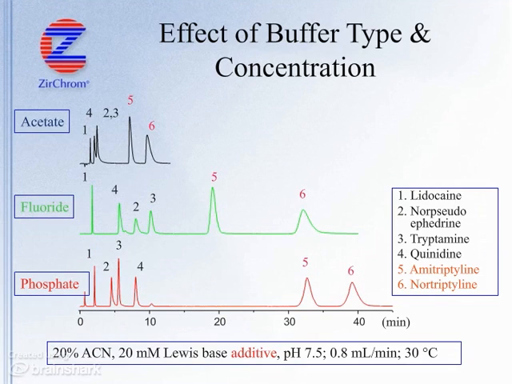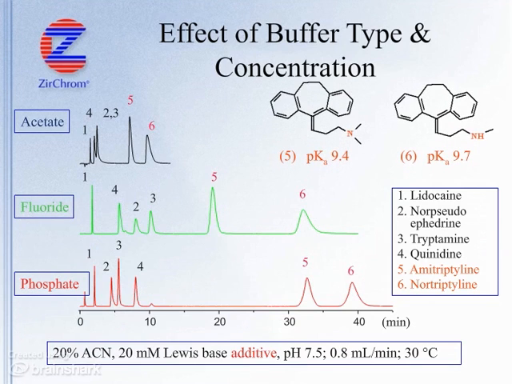Finally, with phosphate, we see the retention of these positively charged molecules increase further, with the predominant mode of separation now being ion exchange, resulting in good peak shape and excellent resolution of all compounds, including the closely related amitriptyline and nortriptyline, designated 5 and 6 in these chromatograms.